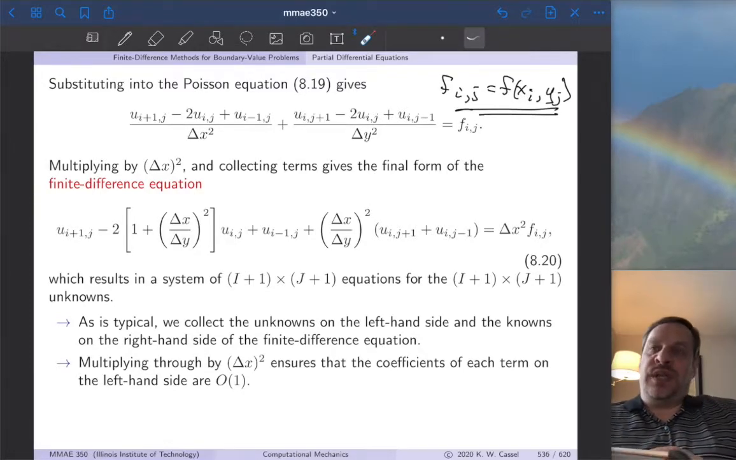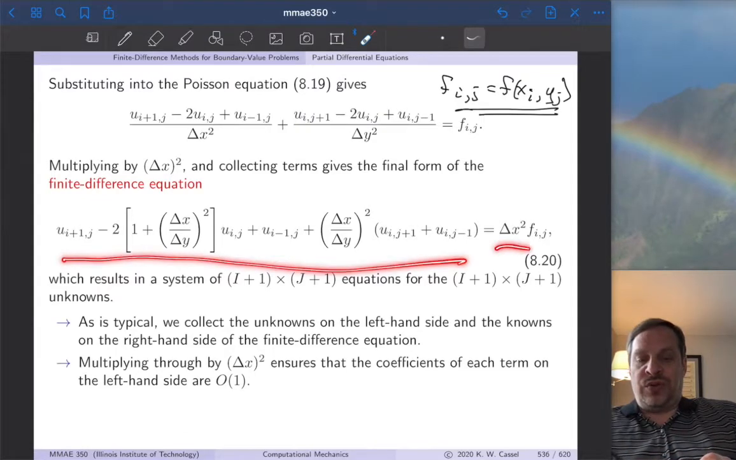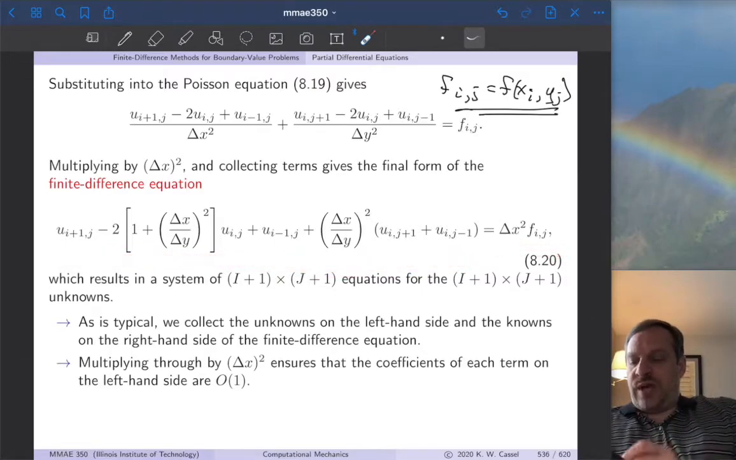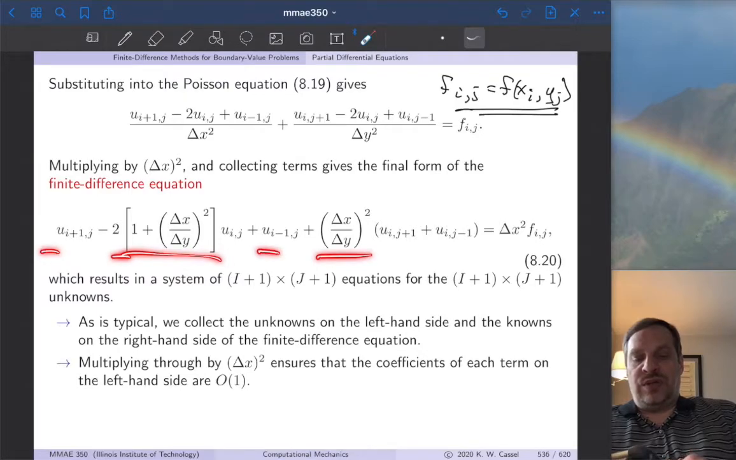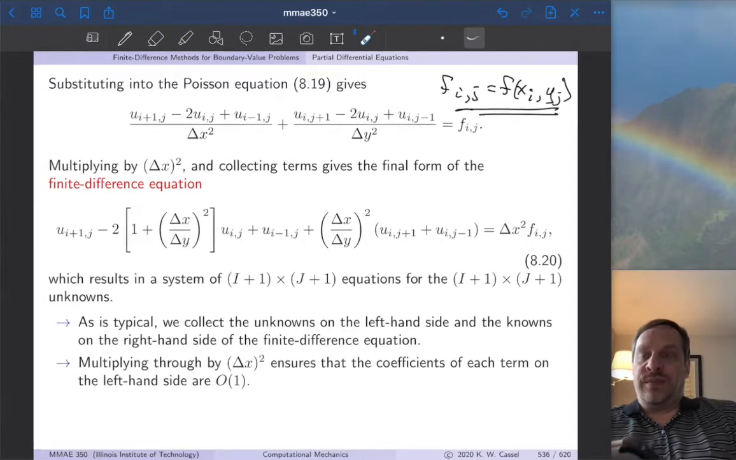Just like in the 1D case, the ordinary differential equation case, we're going to multiply through by delta x squared so that all the terms are order 1. And then we collect all the unknowns on the left and all the knowns on the right. So now the unknowns involve our 5 points in the finite difference stencil, i plus 1 j, ij, i minus 1 j, ij plus 1, and ij minus 1. And then their corresponding coefficients, as you see here. And then everything we know is on the right-hand side, that's the delta x squared times f_ij.